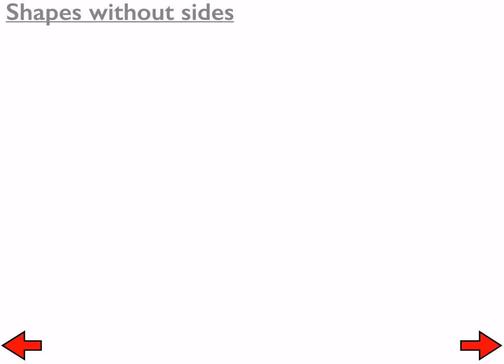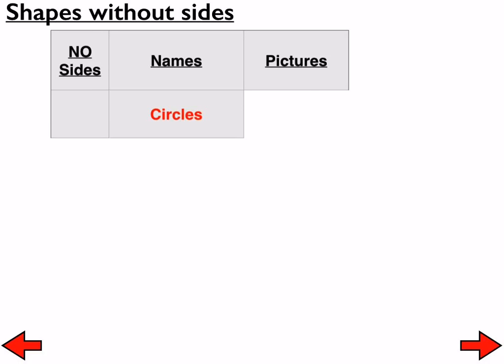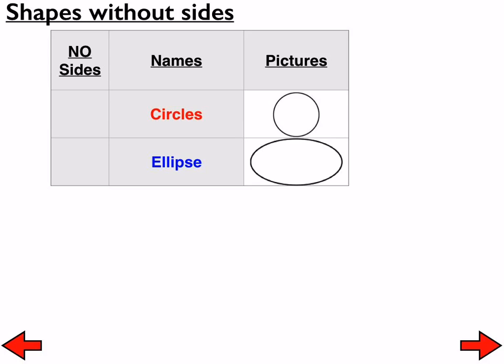In addition to that, we're also concerned about a couple of shapes that don't have sides, like circles or a squished circle, which some of you might think is called an oval. It's really called an ellipse. So those are all the main shapes that we are concerned with today.